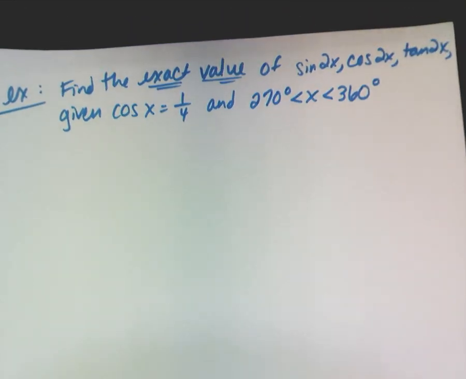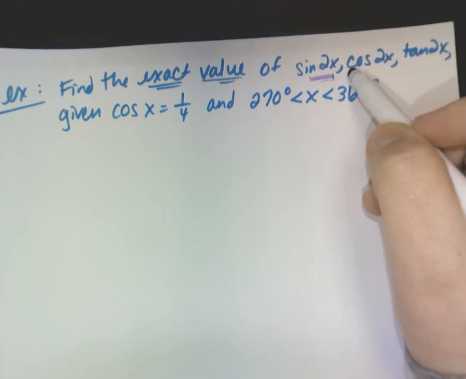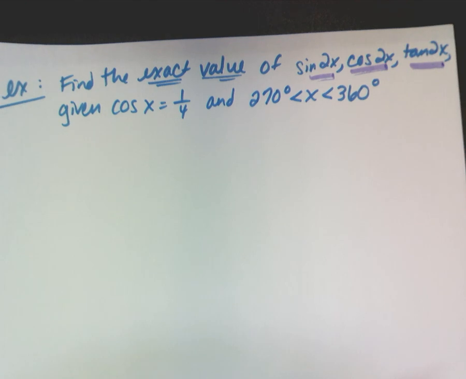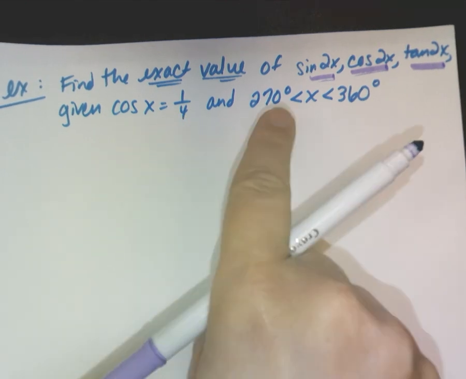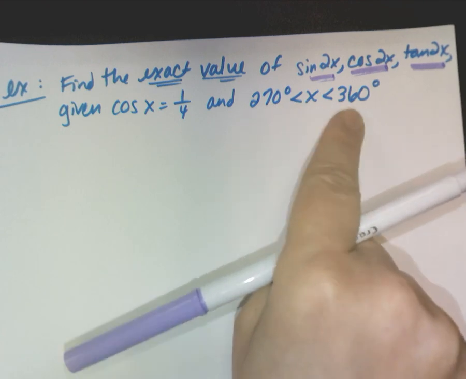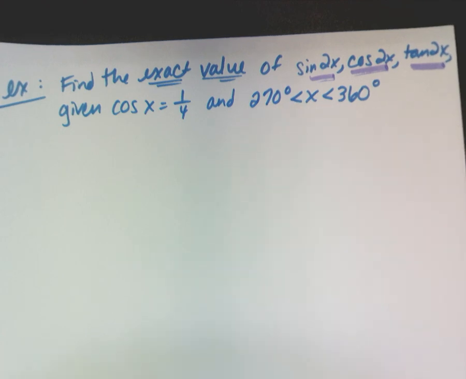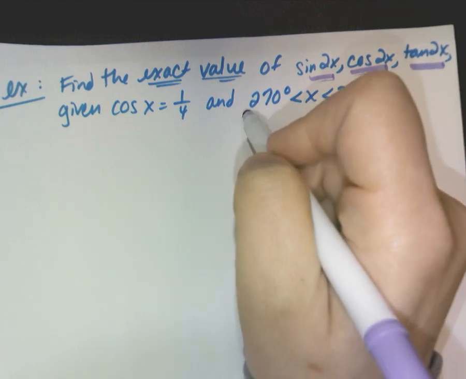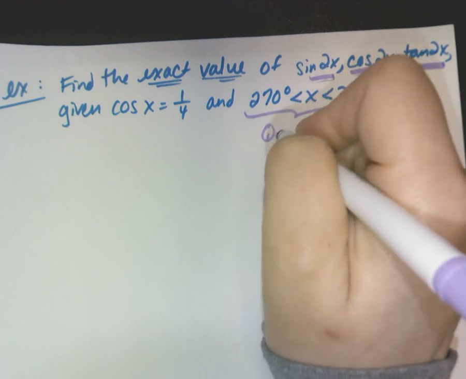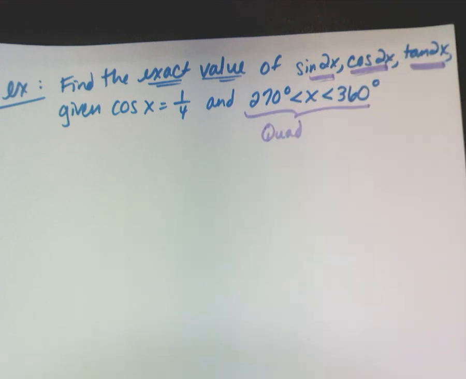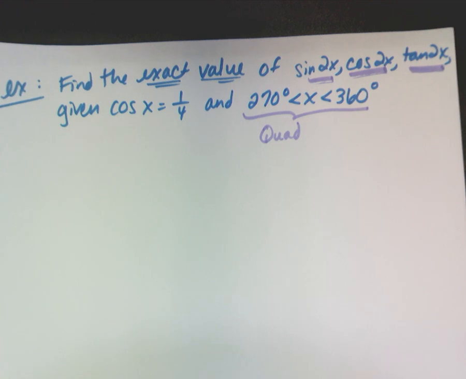You're going to be asked to find the exact value of sine 2x, cosine 2x, tan 2x. Those are all doubles, given that cosine x is 1/4 and 270 is less than x is less than 360. Sounds like a lot. I don't want you to think this is as easy as it sounds, but it's not too difficult, okay? First of all, let me explain what this is. This is telling you really what quadrant they want you to be in. What quadrant am I in if I'm from 270 to 360? I'm in quadrant 4.